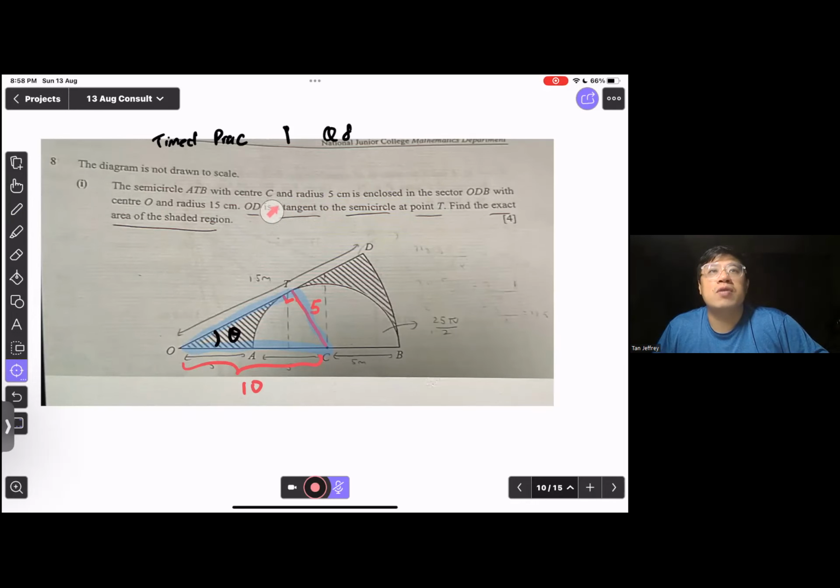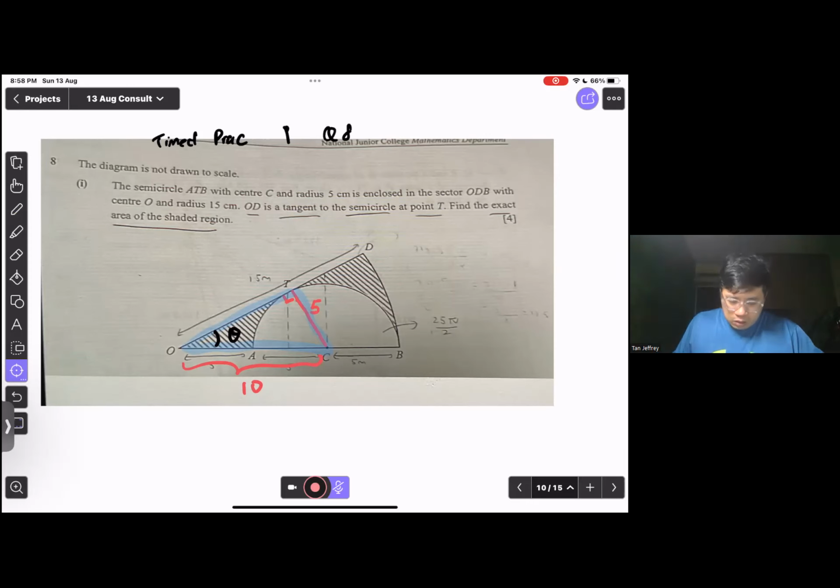There must be a reason why they tell me the tangent.